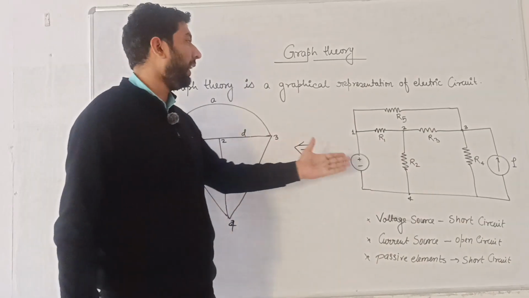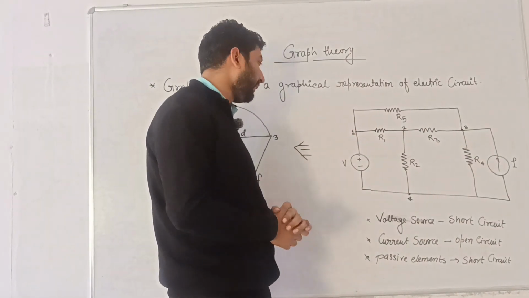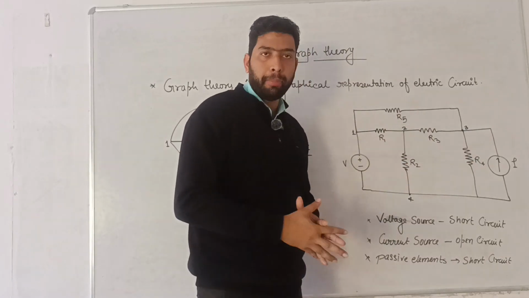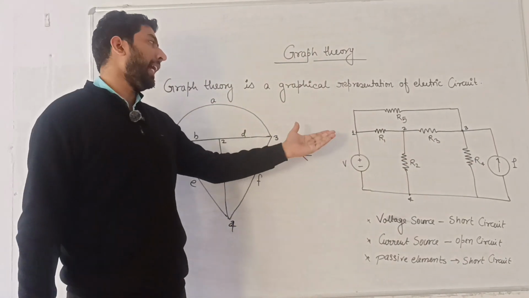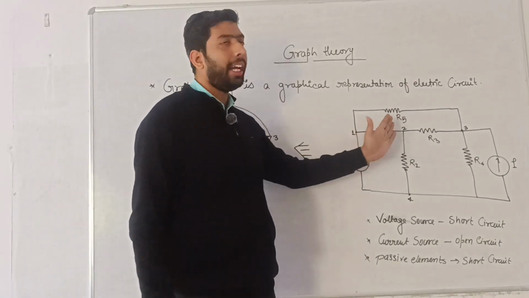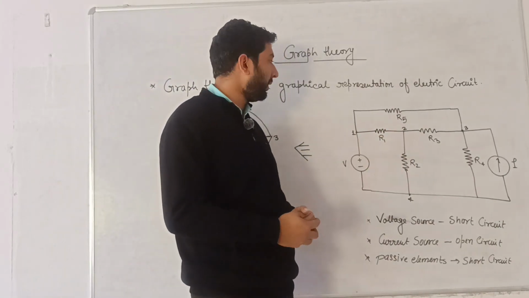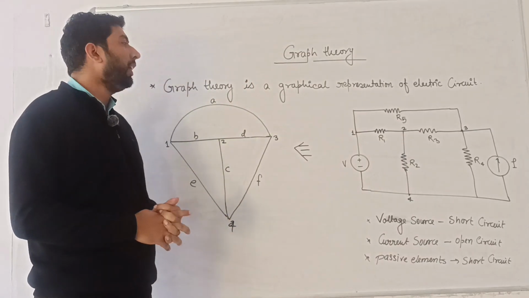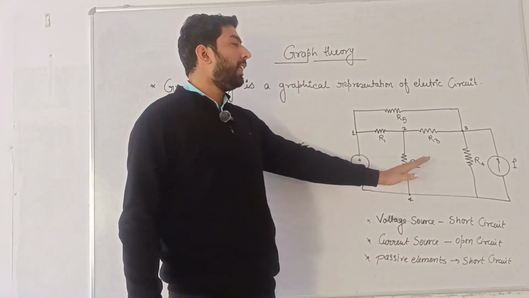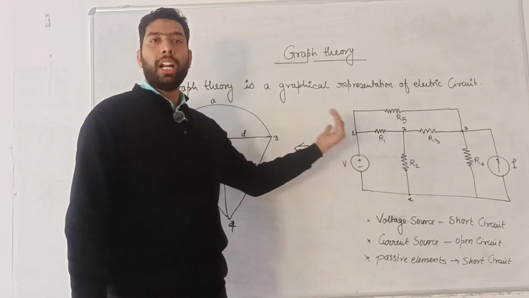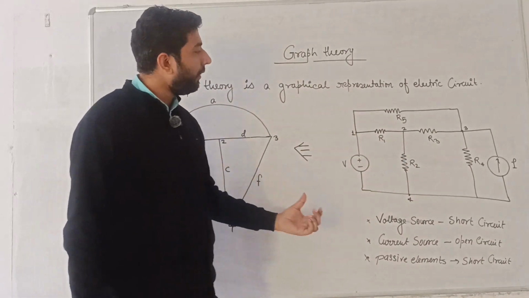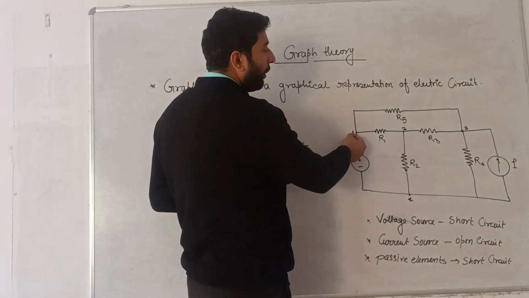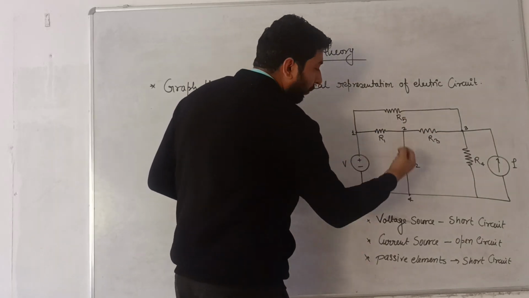Here I am taking an electrical circuit which is made of some voltage source, current source and passive elements. Passive elements are categorized into three parts: R, L and C, that is resistor, inductor and capacitor. This circuit is a purely resistive circuit, which I am taking to convert into a graph network. Here we can see that there are some points: first, second, third and fourth.